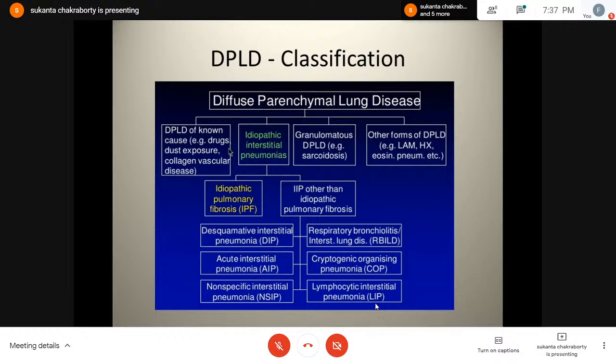Acute interstitial pneumonia, AIP, non-specific interstitial pneumonia, NSIP, bronchiolitis associated ILD, cryptogenic organizing pneumonia, lymphocytic interstitial pneumonia. These are other subtypes of IIP apart from IPF. Next comes the granulomatous group like sarcoidosis, hypersensitivity pneumonitis, etc. And there are also other forms like eosinophilic pneumonia, etc. So these are, in brief, the subgroups of ILD.